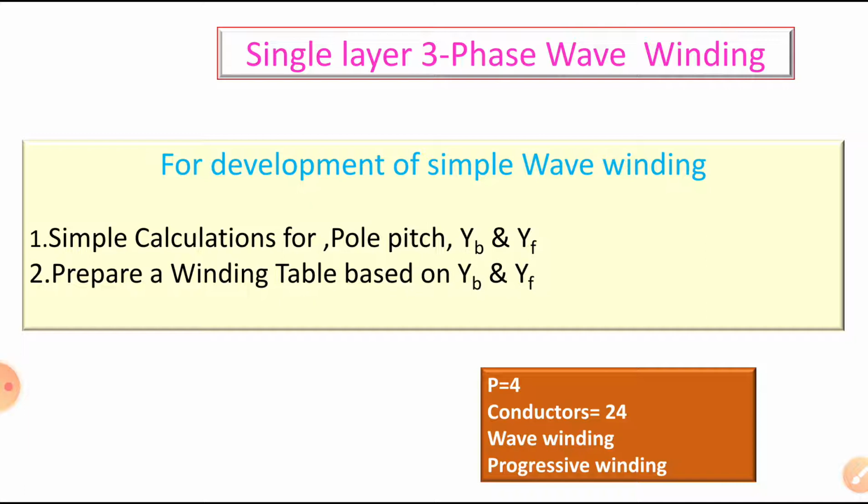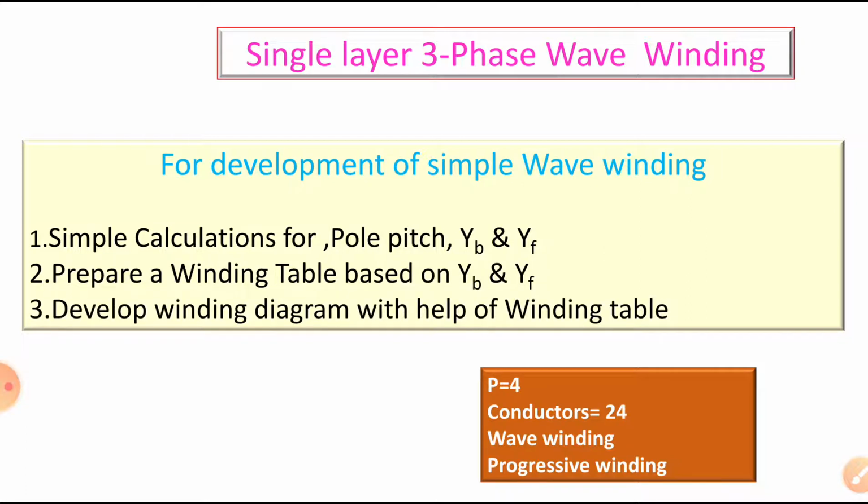What is the conductor distribution table? Last class we have seen, here also we are going to see it. Okay. The third step, after knowing the winding table and the conductor distribution table, we are going to connect end connections with the help of this table information. That is, develop the winding diagram with the help of the winding table. That is the finishing work. Okay. So, these are the simple steps to complete our case study.